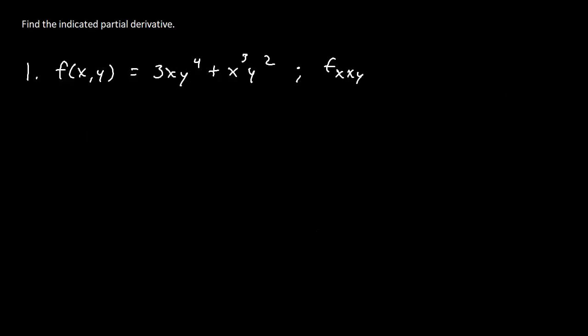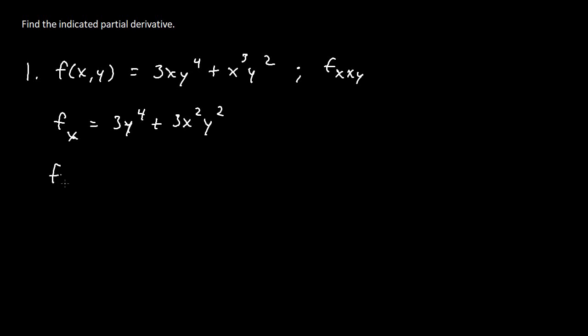Now for number 1, we have f of xy equals 3xy to the fourth plus x cubed y squared, and we're trying to find the indicated partial derivative, f sub xxy. Let's first find the partial derivative of f with respect to x. x is the variable that we derive, and y is going to be treated as a constant. So the partial derivative with respect to x of 3x times y to the fourth, if y to the fourth is a constant, is 3y to the fourth. And then plus, y squared is again a constant, so the partial derivative is going to be 3x squared times y squared.